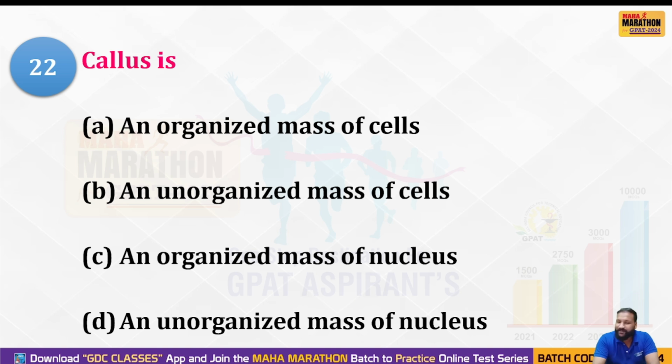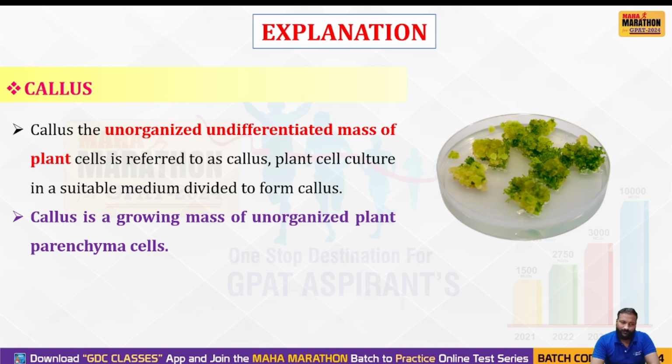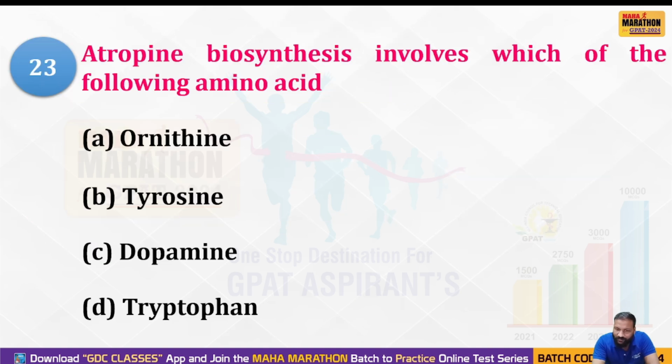And the next question in this GPAT test 2: callus is an organized mass of cells, an unorganized mass of cells, an organized mass of nucleus, or an unorganized mass of nucleus. Which one is the right option? Don't worry, we'll take the right option and we'll have a clarification and explanation too. Yes, option B is right, an unorganized mass of cells. According to the definition, an unorganized, undifferentiated mass of plant cells is referred to as a callus. Clear?